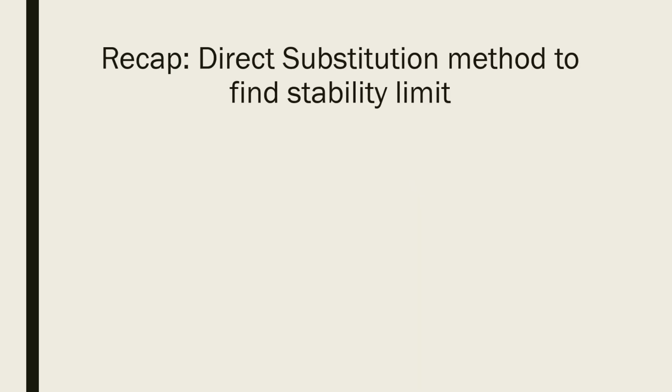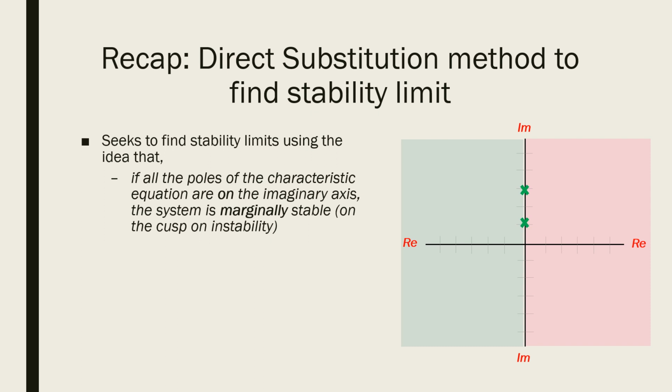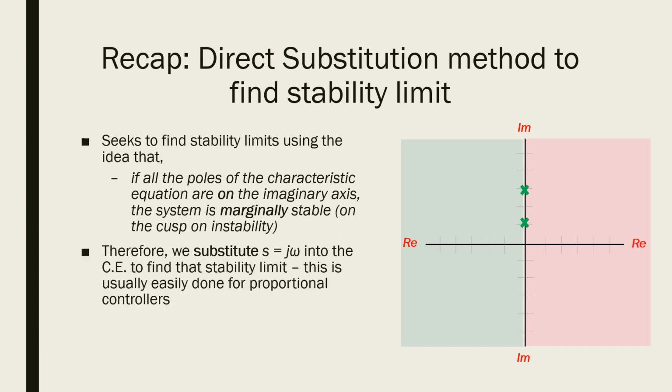Let us have a quick recap of the direct substitution method. In this method, we seek to obtain stability limits of a closed loop by using the concept that if the poles of the characteristic equation are on the imaginary axis itself, which is shown by the green crosses in the figure, then the system is marginally stable. Therefore, we usually just substitute S equals J times omega to obtain the stability limits. And this is easily done for proportional controllers or specifically designed controllers.